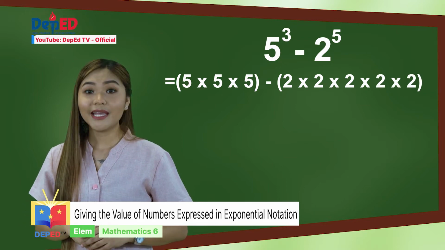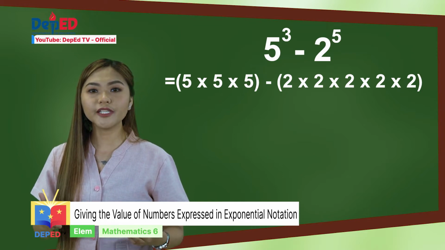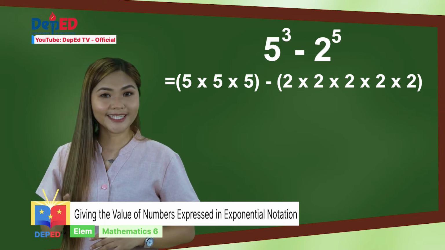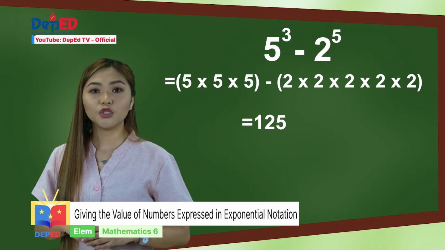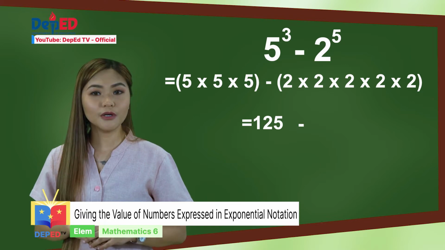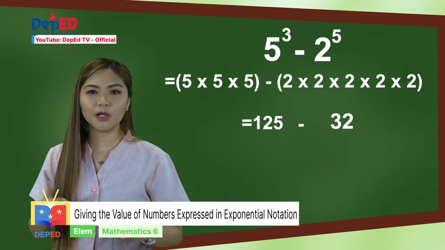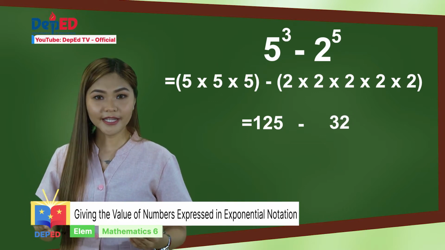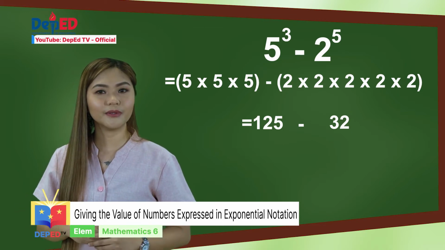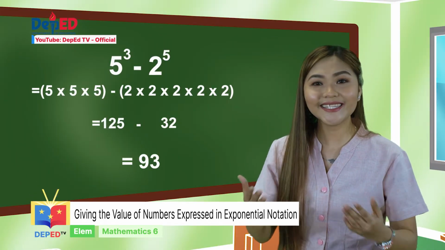Now, get the value of each expression by using repeated multiplication. 5 times 5 times 5 is equal to 125, while 2 times 2 times 2 times 2 times 2 is equal to 32. Then, find the difference. The answer is 93. I hope you arrived at the same answer.